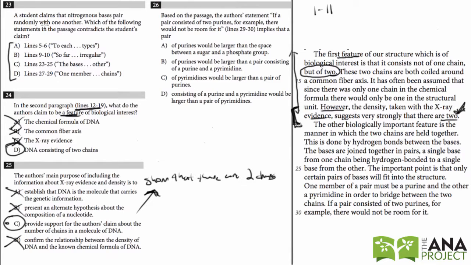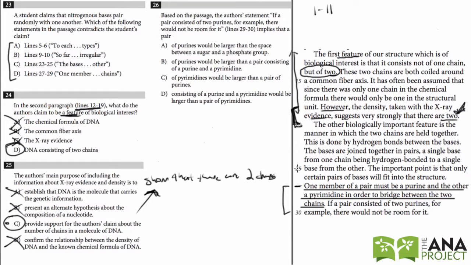So let's go back to 23. A student claims that nitrogenous bases pair randomly with one another. Which of the following statements in the passage contradicts the student's claim? Well, at the end, we read one member of a pair must be a purine and the other must be a pyrimidine in order to bridge between the two chains. So they don't pair randomly.